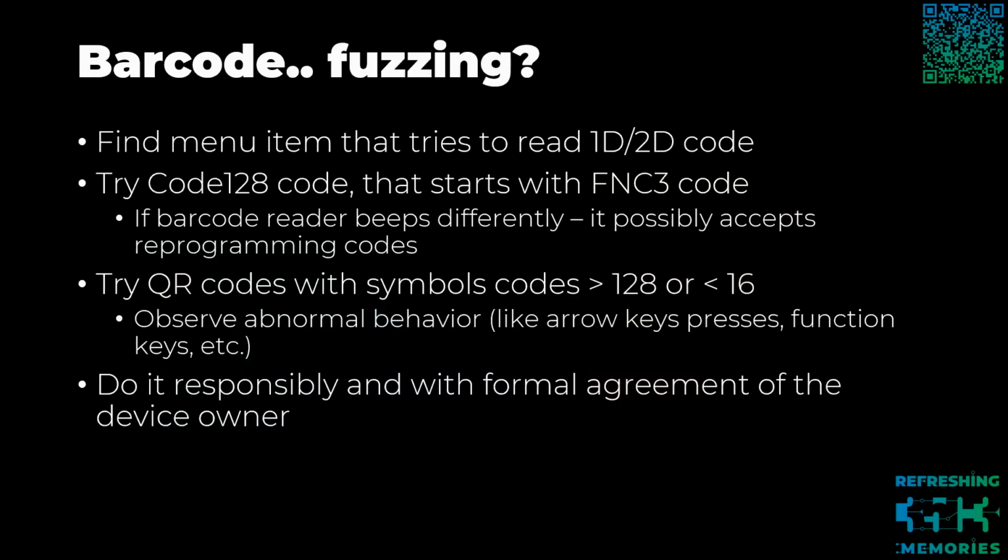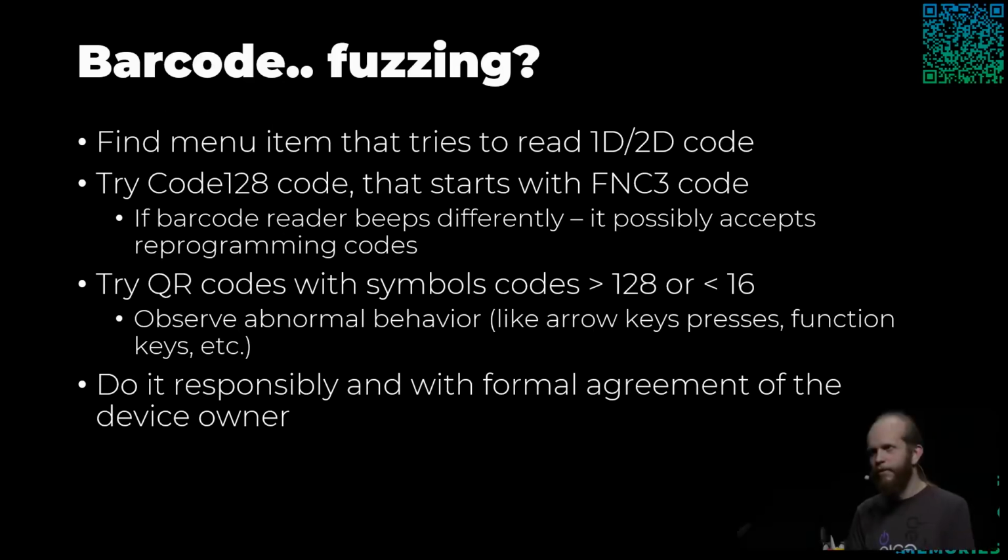The original research involves some reconfiguring of the barcode reader or using the codes that are already inside the barcode reader, and we came up with a simple fuzzing idea to use against any barcode that is out there. Just enable it somehow, for example, pay for something or do something. Use the Code 128 barcode with the special symbol FNC3 at the start. And actually, barcode readers beep, and if it beeps the wrong way, it seems that this code is accepted.